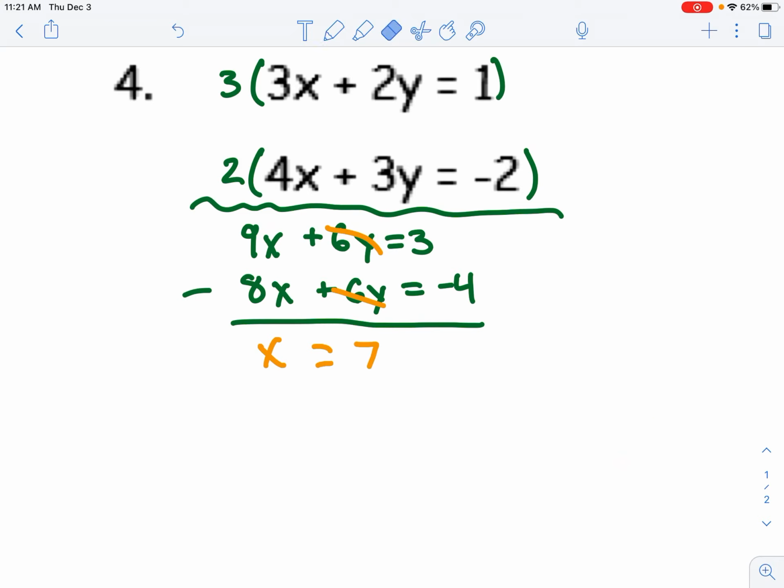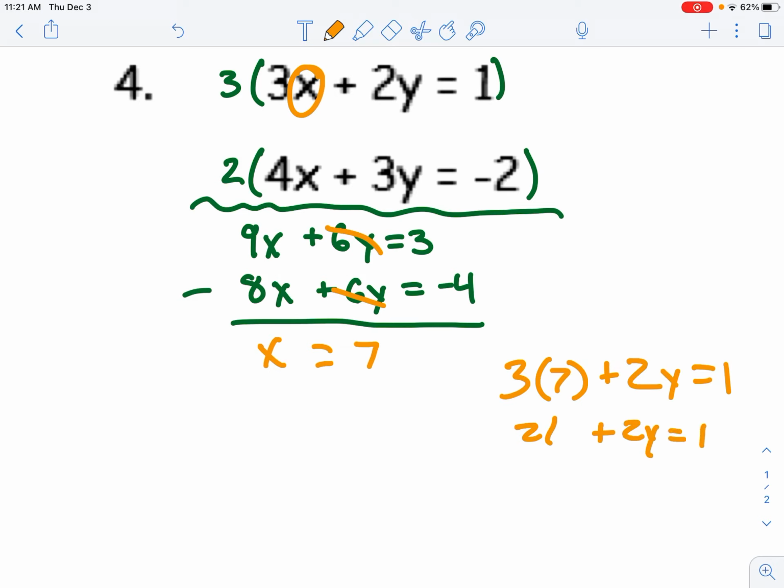Let me retry that. Okay, so again, we're going to plug it in for the x instead. So 3 times 7. I'm going to plug it into the top one, that x, plus 2 times y equals 1. There we go. So this will be 21 plus 2y equals 1. Subtract 21 from both sides. We get 2y equals negative 20. So y equals negative 10. There we go. Our point is 7, negative 10.